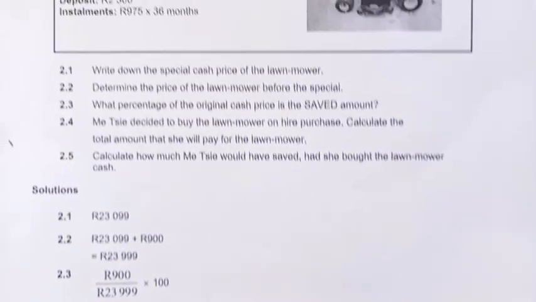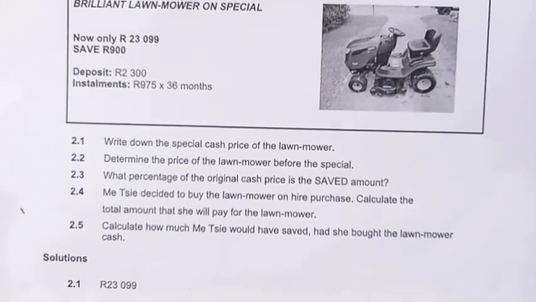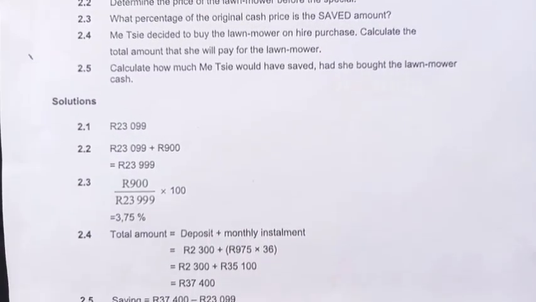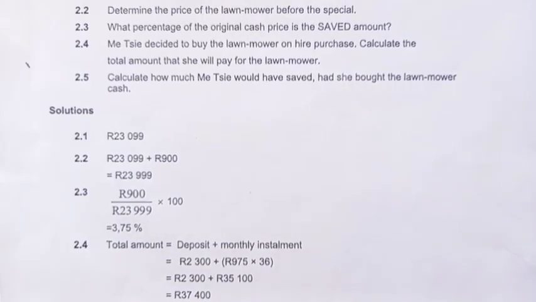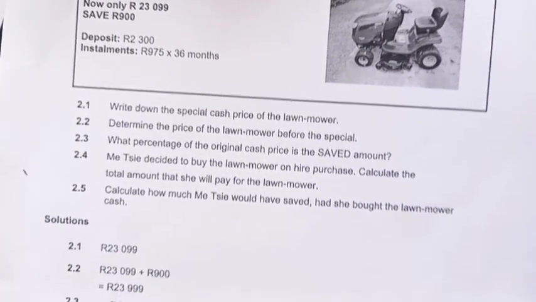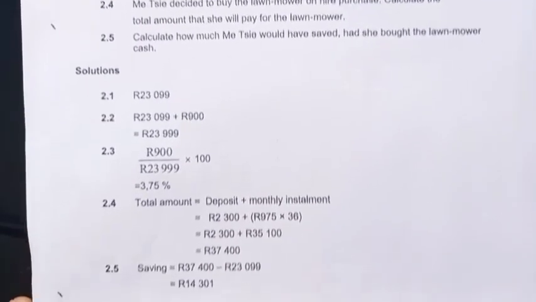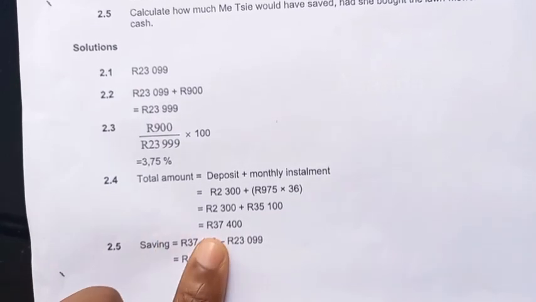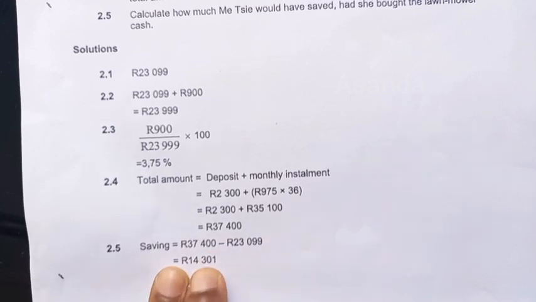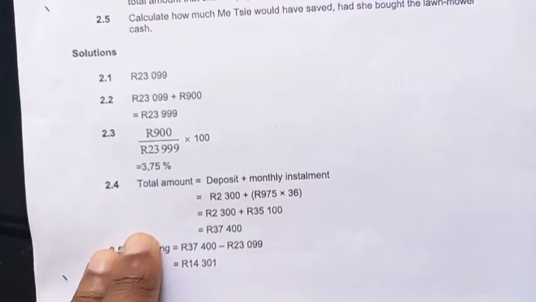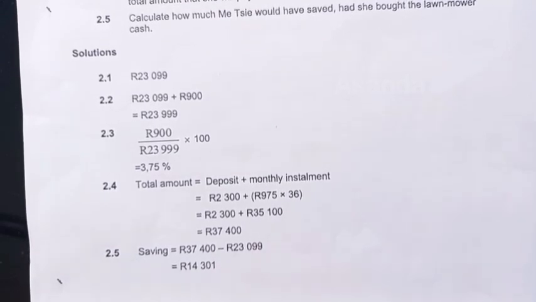Okay, so calculate how much Metsi would have saved had she bought the lawnmower at cash. So how much is the cash price first? The cash price is 23,099 now that it's on sale. And then if she pays on credit, she's going to pay 37,400. Already you can see 23,000 and 37,000. There's a huge difference, right? So let's check how much extra money she is paying. 37,400, which is what she's paying on the hire purchase, minus the cash price. She's paying 14,301 more than the cash price, right? Okay, I hope this helps. Goodbye.